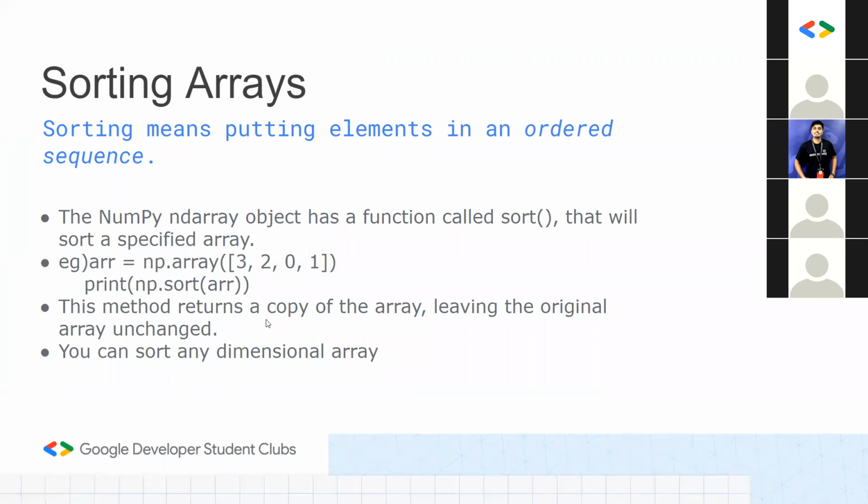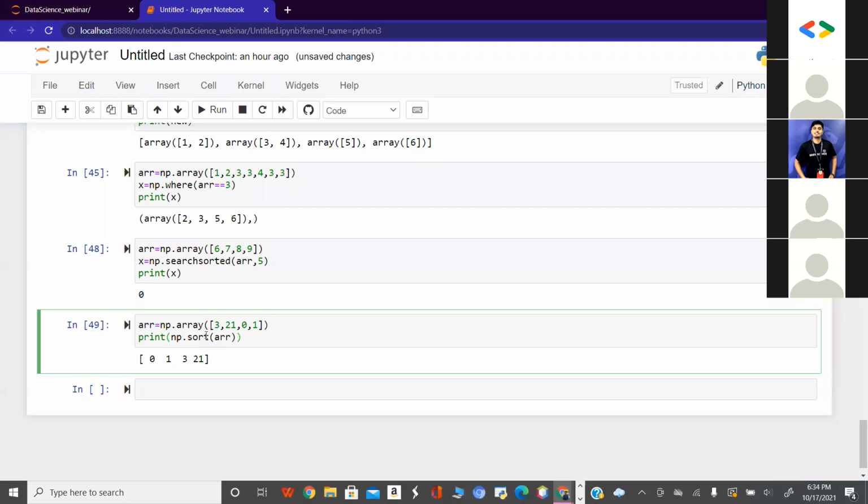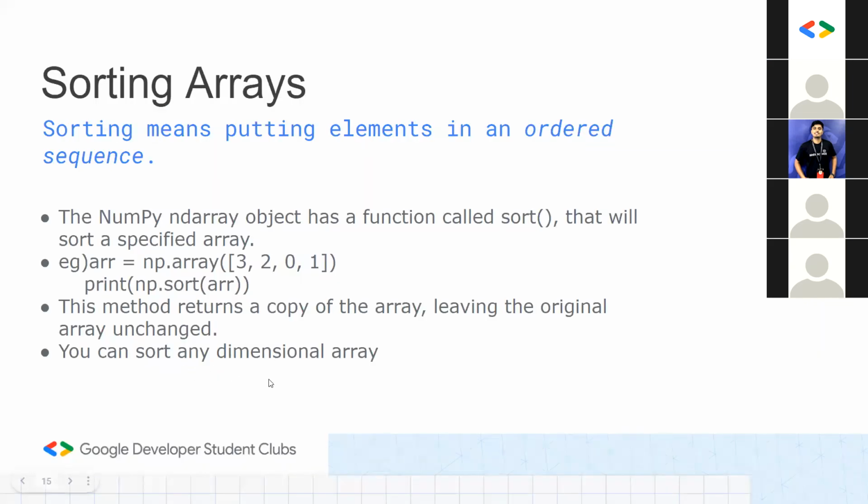Note that this method returns a copy of the array, leaving the original array unchanged. What that means is, even if we call the sort function, the original array remains the same. It only creates a copy while sorting. And you can, of course, sort any dimensional array. Let's test it out with a 2-dimensional array. Also, you can sort strings and Boolean arrays. It need not be restricted to only integers.